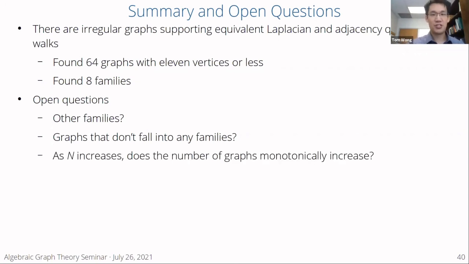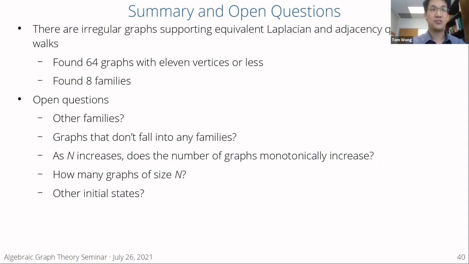Another thing is we saw that as the graphs got bigger, we started to find more graphs. For 4, 5, and 6 vertices, we only found 1 graph each. And then from there, we started finding more and more graphs, and there's 4 graphs, and eventually we had 28 graphs when there were 11 vertices. So with 12 vertices, are there even more? 13 vertices, are there even more? Or does it at least just not go down? Does it monotonically increase? And even more specifically, given the size n, how many graphs are there? So if there's 12 vertices, how many irregular graphs support equivalent walks? I don't know. I only simulated up to 11.